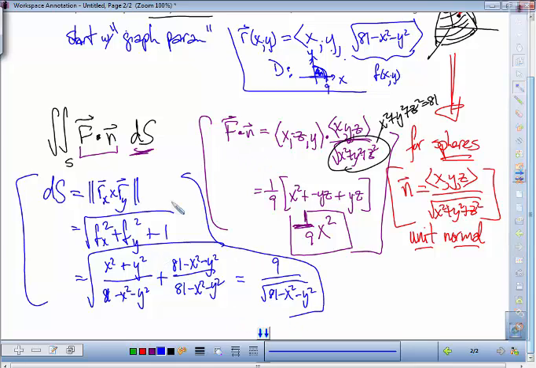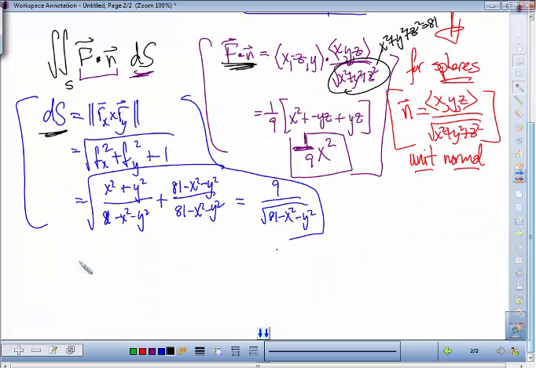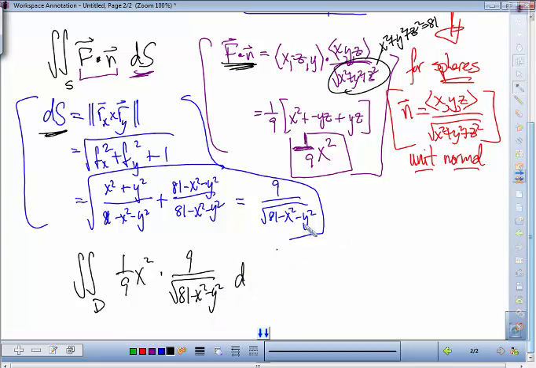So I have my F dot n, and I have my dS, and I'm just going to multiply them. So I have a double integral over the domain, and keep in mind what the domain was. The domain was a quarter circle with radius 9. And my 1/9 x squared times 9 over the square root of 81 minus x squared minus y squared. And then I have dx dy.